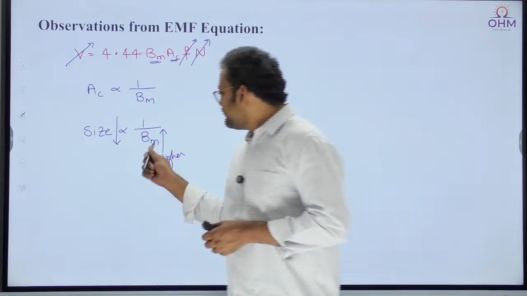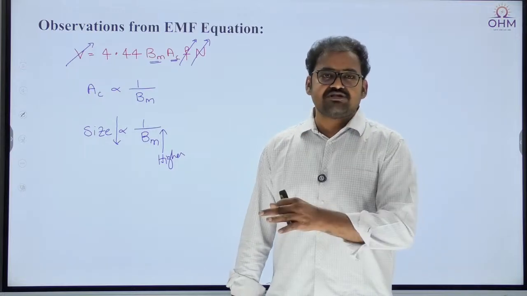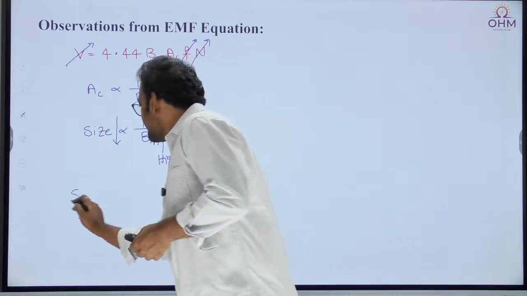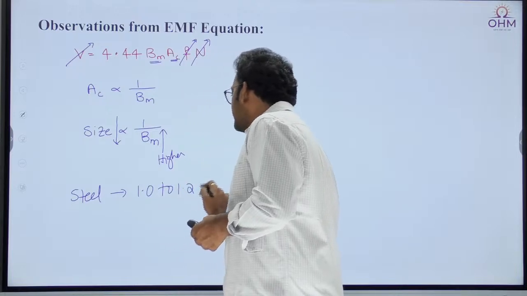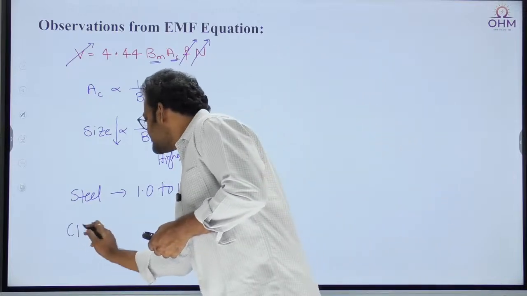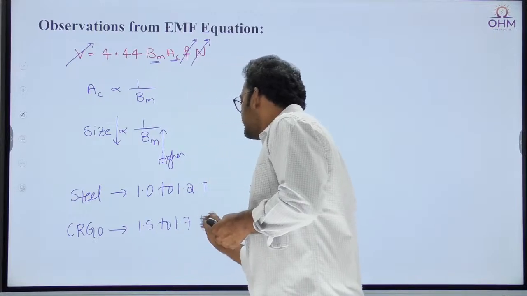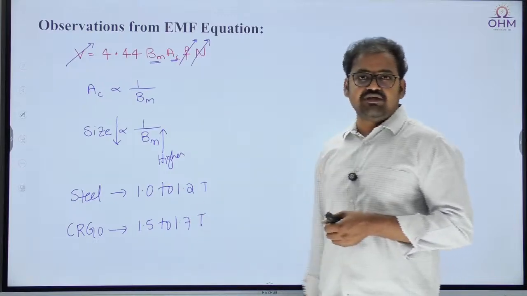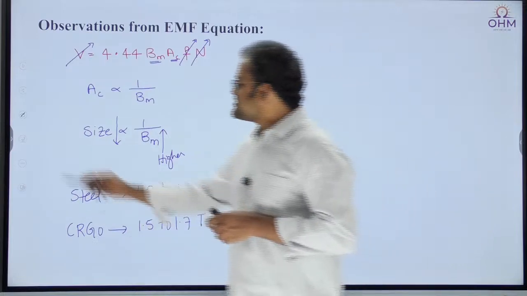This is the reason why we use CRGO steel in transformers, because compared to normal steel, if I use CRGO steel, flux density will increase. For a normal steel, maximum flux density was 1 to 1.2 Tesla, whereas for CRGO steel, the maximum flux density will be 1.5 to 1.7 Tesla. Therefore, by using CRGO steel, flux density can be increased, thereby the size of the transformer can be reduced. This is one observation.